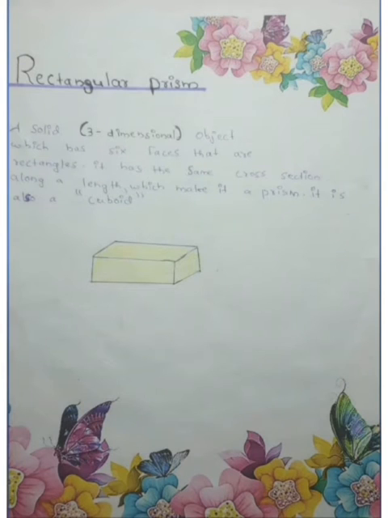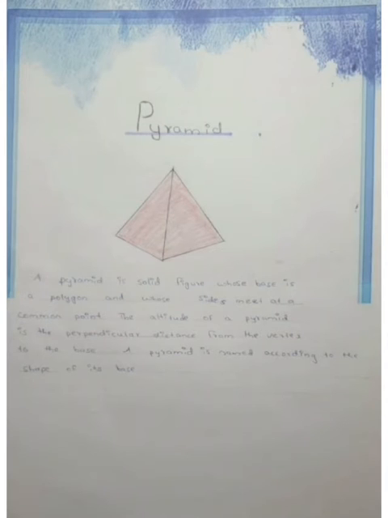Rectangular prism. A solid object which has 6 faces that are rectangles. It has the same cross section along a length, which makes it a prism. It is also a cuboid.